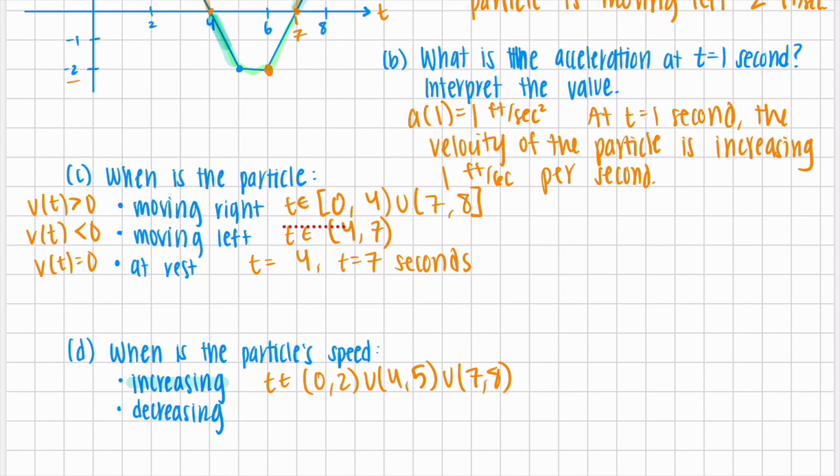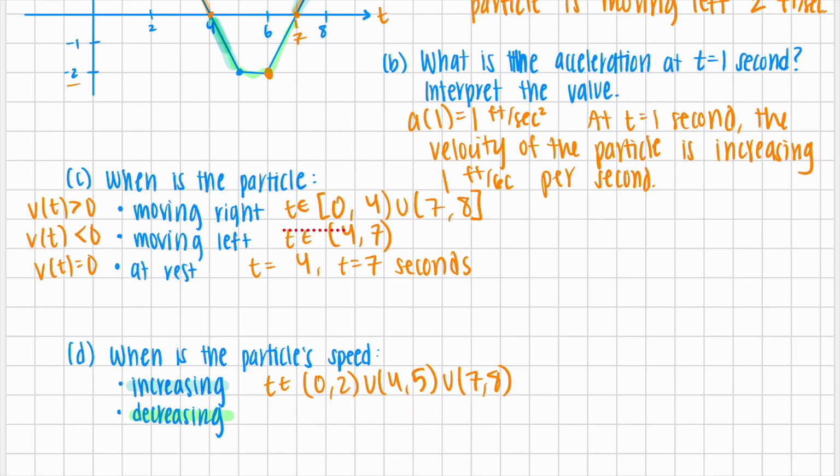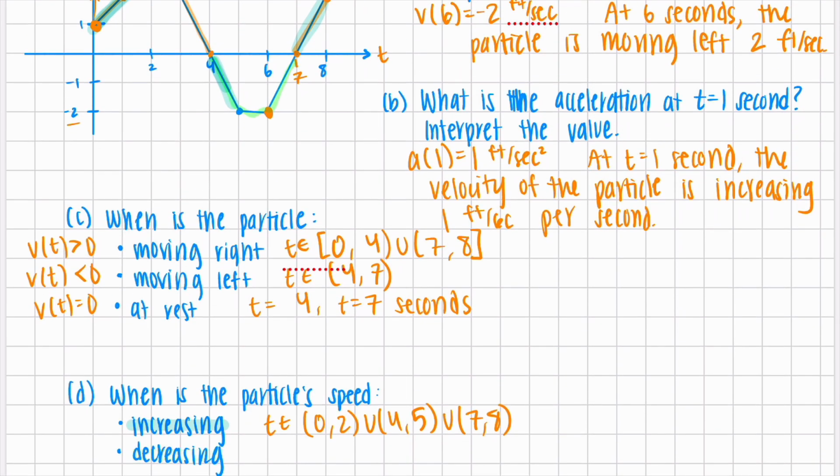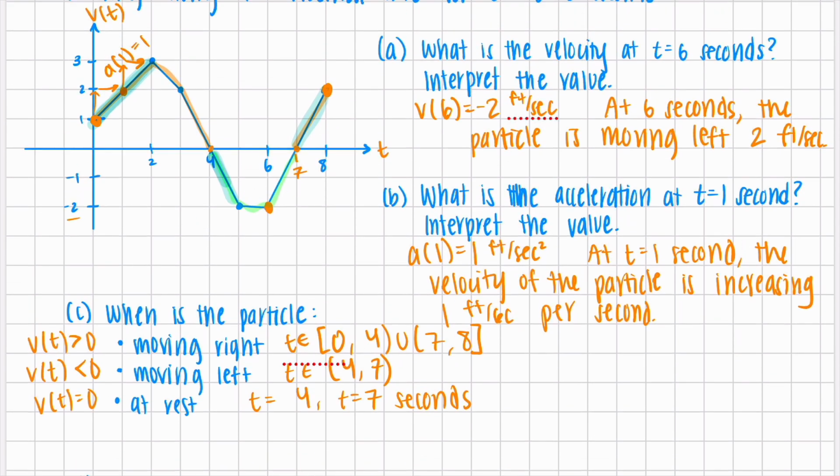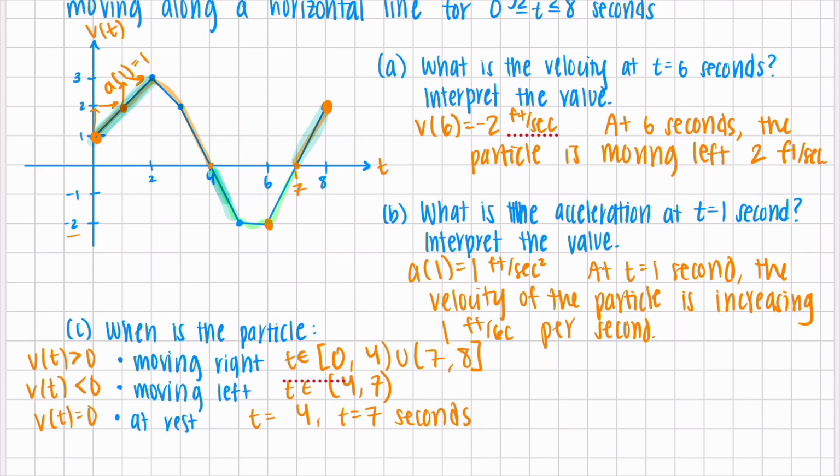Let's do when the speed is decreasing. Let's do a different color. We'll do purple. So my particle speed is decreasing when the sign of velocity and acceleration are different. So notice here between 2 and 3, my velocity is positive because I'm above the t-axis, and my acceleration is negative because the slope is negative. That is also true here, and that is also true right here.